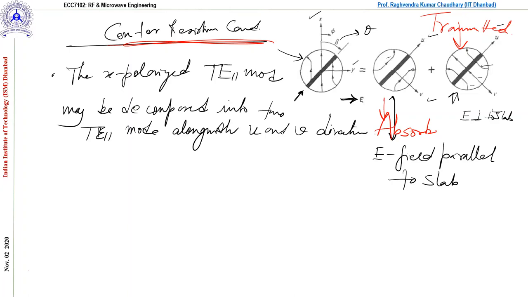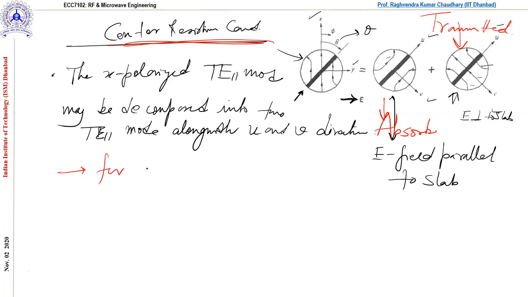Okay, now we can develop some of the analytical relations, some closed forms, by which we can claim some of the things. For that, we need to recall the E field component for the TE11 mode. Now what we assume here is that the E fields are polarized in the x direction. So this is one assumption here.